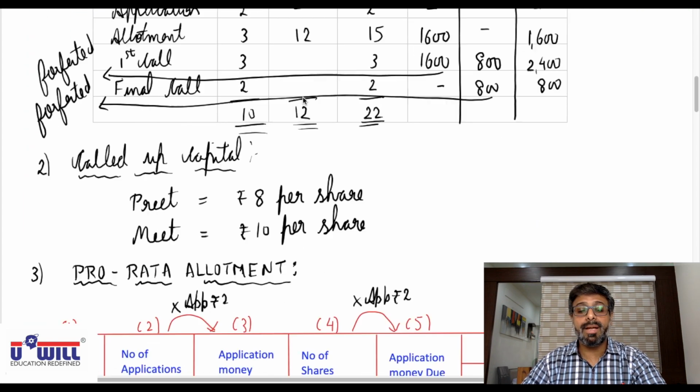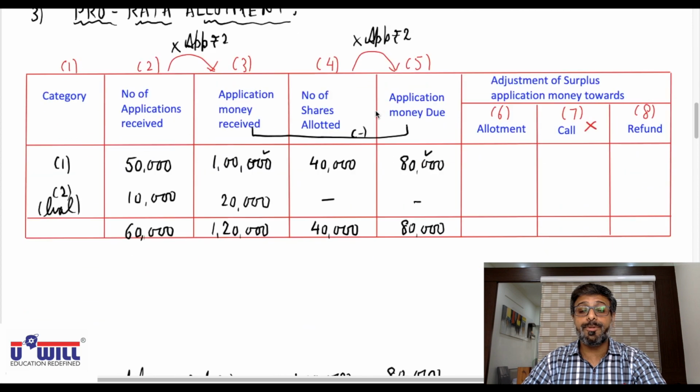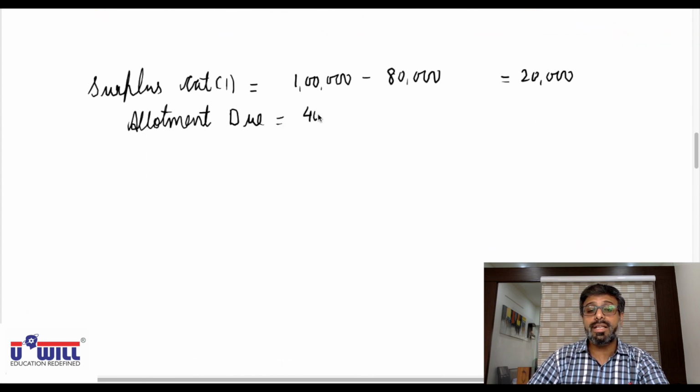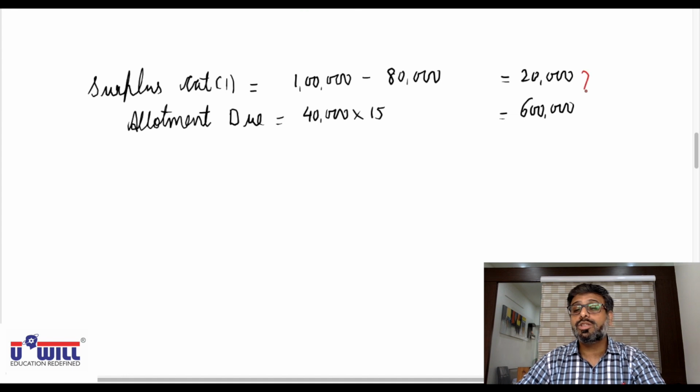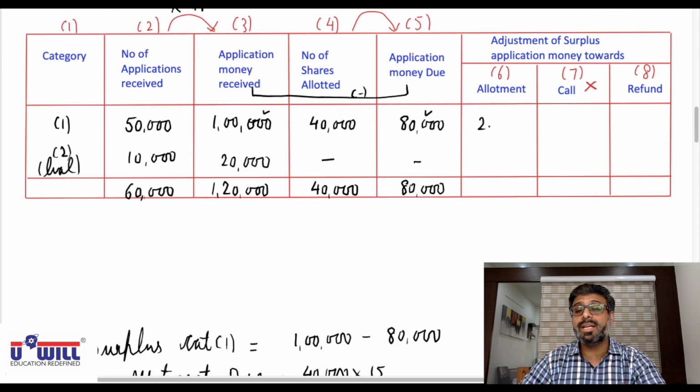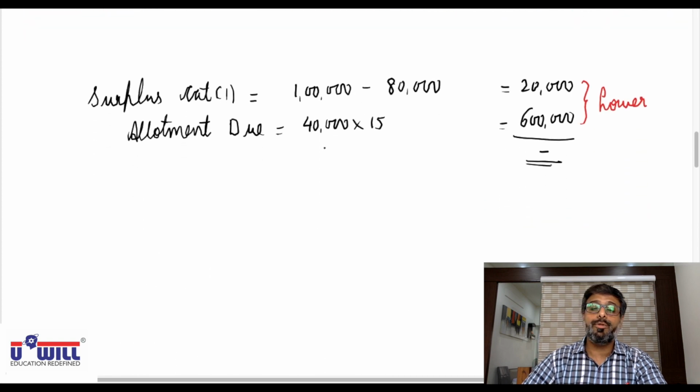How much allotment money is due? Total 40,000 shares are allotted and allotment is 15 rupees. So 40,000 into 15, a lot of money is due, 6 lakhs is due and only 20,000 is the surplus. So whichever is the lower amount, that is to be adjusted. Which amount will you adjust? 20,000. And after that no surplus will remain for further adjustment.